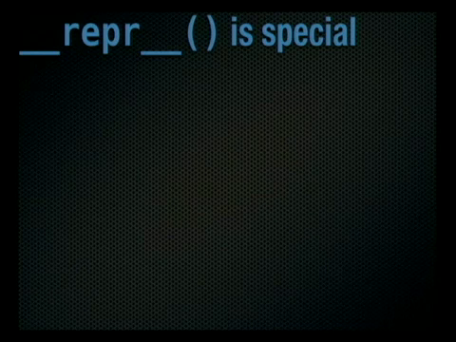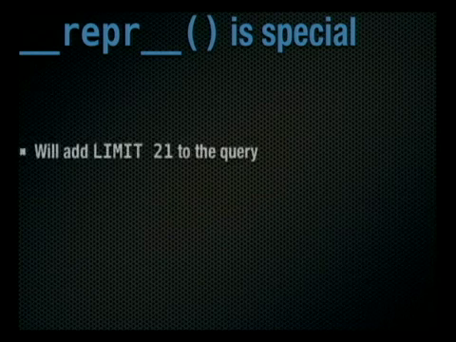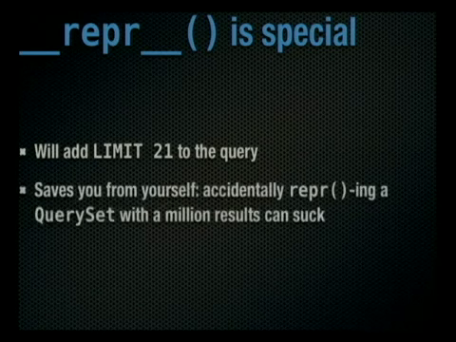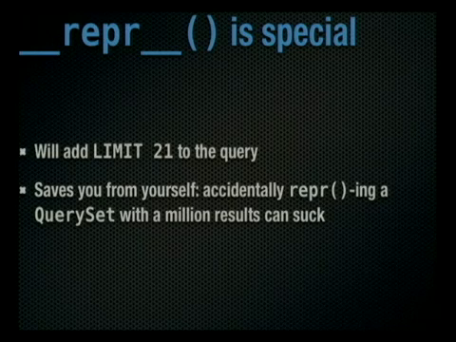We special case the heck out of this. We actually secretly, and you will see this if you ever go back and look at your query log, stick a limit 21 on the query when we get you a string representation of a query set. Basically, this saves you from yourself. We added this feature to Django after the journal world ran into this.